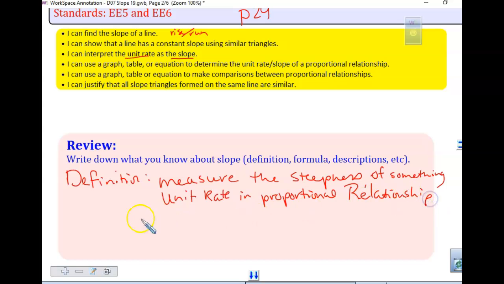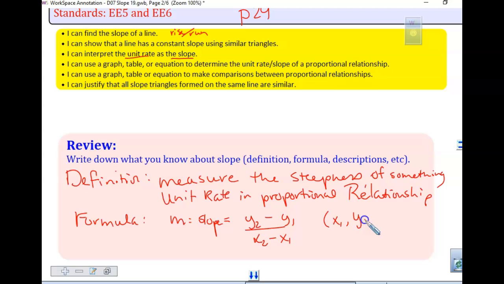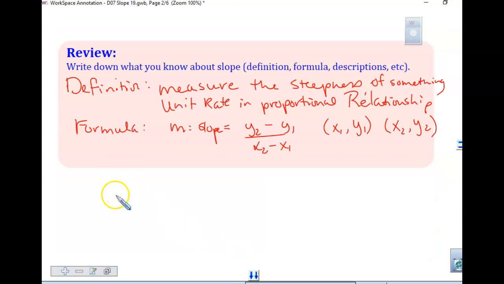The other thing that we are looking at is what is our formula. So I will often ask you to write this to show me. The formula is going to be M, or my slope, equals y2 minus y1 over x2 minus x1. And usually it's when you look at your ordered pair x1 comma y1 and x2 comma y2. Always remembering change in y over change in x, same as we did for our unit rate.